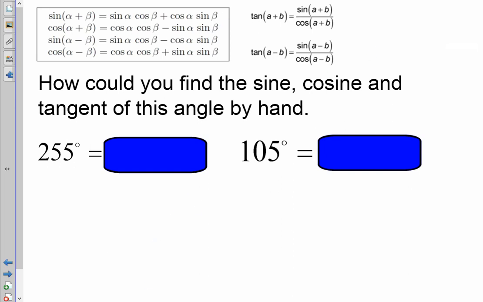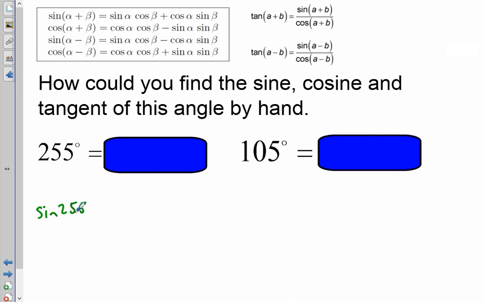So essentially what they're used for is to make things easier in order to find sine, cosine, and tangent of an angle by hand. For example, 255 is not a common angle. So for example, if we want to find the sine of 255, well, literally, we could not do this. We have to put it in our calculator.